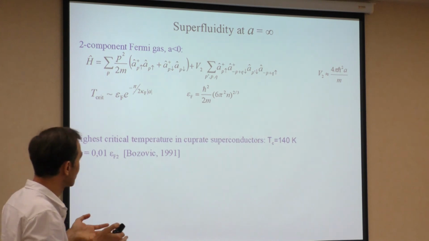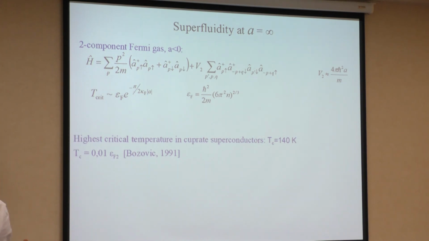And the question is: is it possible to get superfluidity at the level on the order of the Fermi energy? In the conventional theories of conductors, there is the Debye frequency, not the Fermi energy. Well, why should it be so in a Fermi gas? It's a very good question. Look at this Hamiltonian.